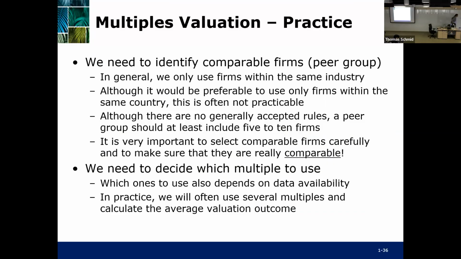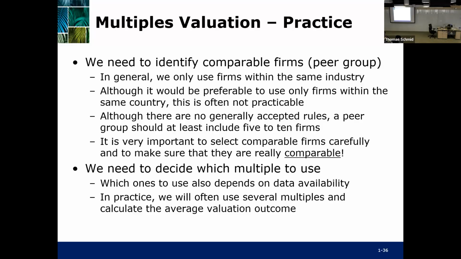So, some hints on how to do that in practice. We need to identify comparable firms. That's the peer group. That's very important. In general, we use firms from the same industry, but that is only a rough guideline. Firms from the same industry might not be perfect, because even within an industry, there can be a lot of variation, a lot of heterogeneity.